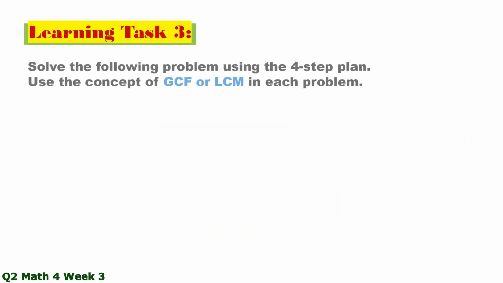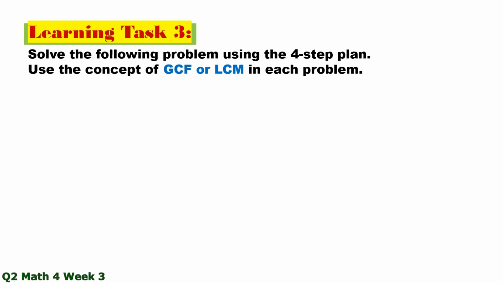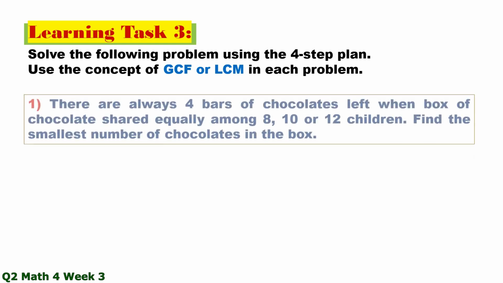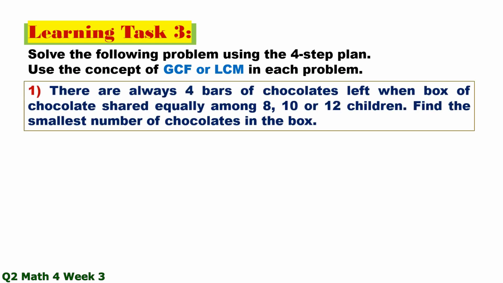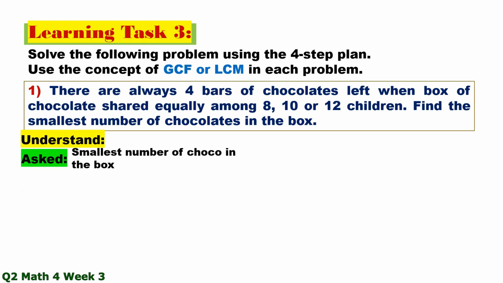Learning task 3. Solve the following problem using the 4-step plan. Use the concept of GCF or LCM in its problem. Number 1. There are always 4 bars of chocolate left. 10 bags of chocolate shared equally among 8, 10, or 12 children. Find the smallest number of chocolates in the box. What is asked? The smallest number of chocolates in the box.